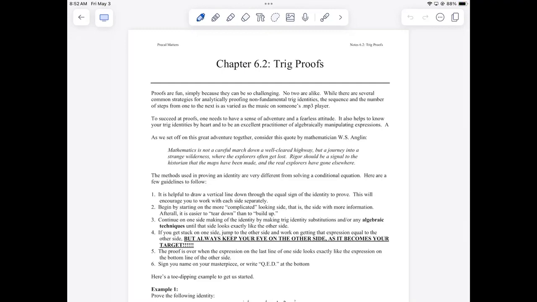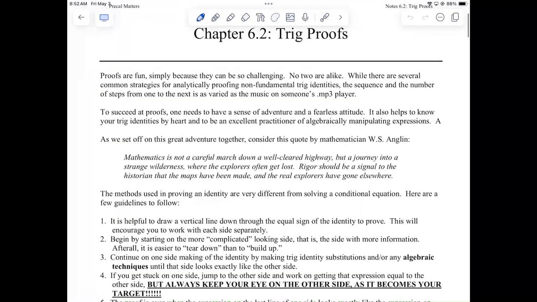Okay, so I know you read this yesterday, but here's the quote that I like to compare trig proofs to. It's from W.S. England, and it says, "Mathematics, or in this case, you could put trig proofs, is not a careful march down a well-cleared highway, but rather a journey into a strange wilderness where the explorers often get lost, right? Rigor should be a signal to the historian that the maps have been made and the real explorers have gone elsewhere." You're going to be real explorers. We're going to have to, with our mathematical machetes, create our own path through some sticky things, okay?